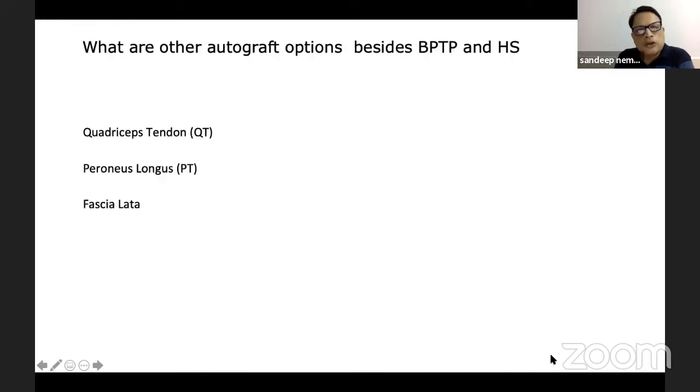Then what are the other autograft options besides bone patellar tendon bone and hamstrings? So these are three. We are going to discuss in short about them. The first one is the quadriceps tendon. The second one is the peroneus longus tendon and the fascia lata. We are not going to discuss fascia lata because it is not much in use.